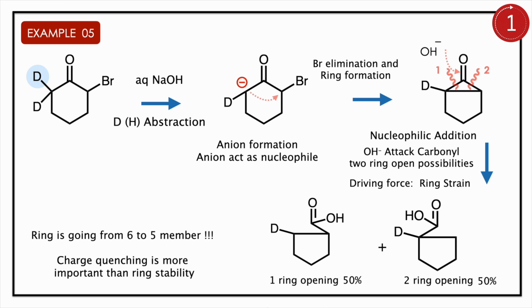So OH attacks the carbonyl. The cyclopropanone ring opens. It can open either on the deuterium side first, or the second ring opening is opposite to the deuterium side. Both are equally possible, 50-50. Here deuterium is given as a tracker. Since the system is symmetrical, you always end up with mixed products. So the concept you have to learn here is always go by the basics. Don't get distracted by deuterium or deuterated products.